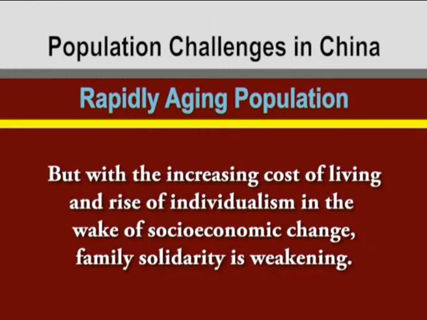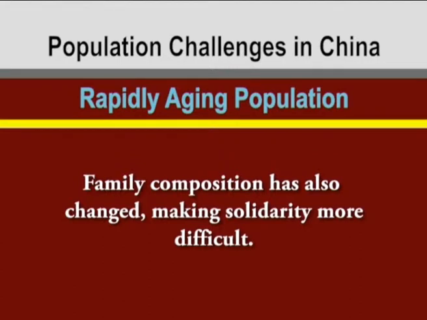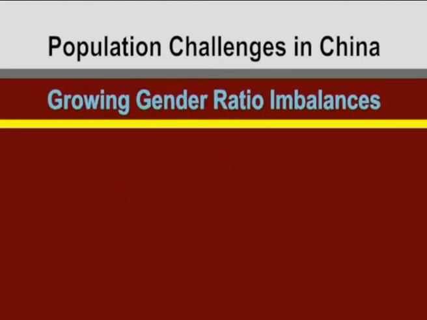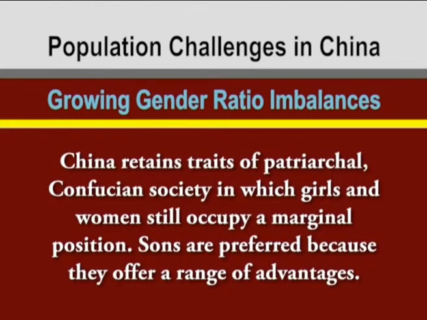But with the increasing cost of living and rise of individualism in the wake of socio-economic change, family solidarity is weakening. Family composition has also changed, making solidarity more difficult. Growing gender ratio imbalances. China retains traits of patriarchal Confucian society in which girls and women still occupy a marginal position. Sons are preferred because they offer a range of advantages.